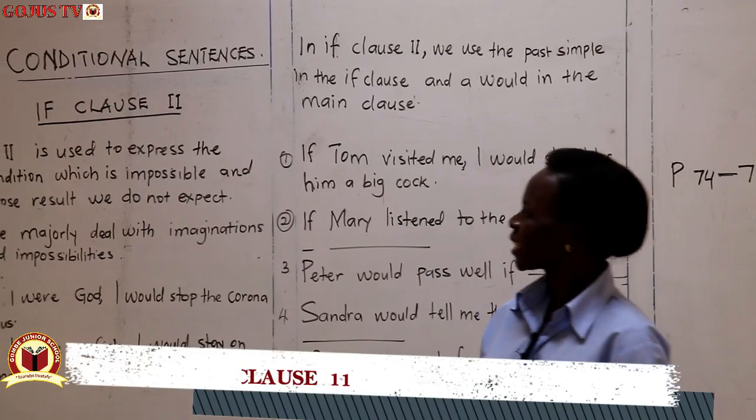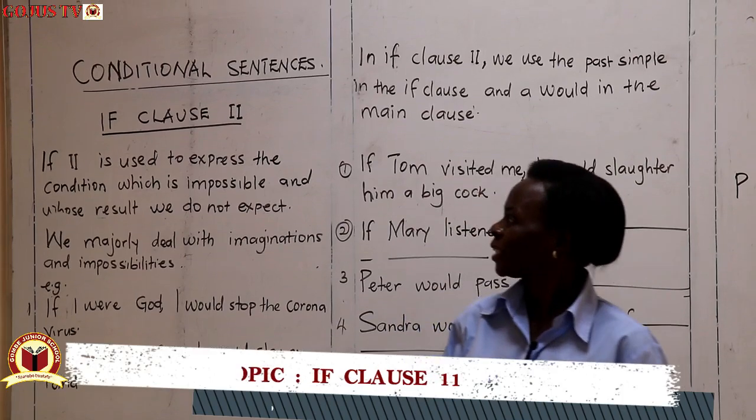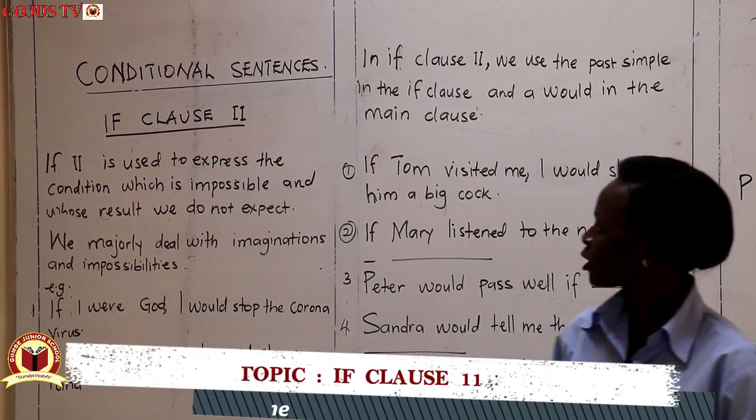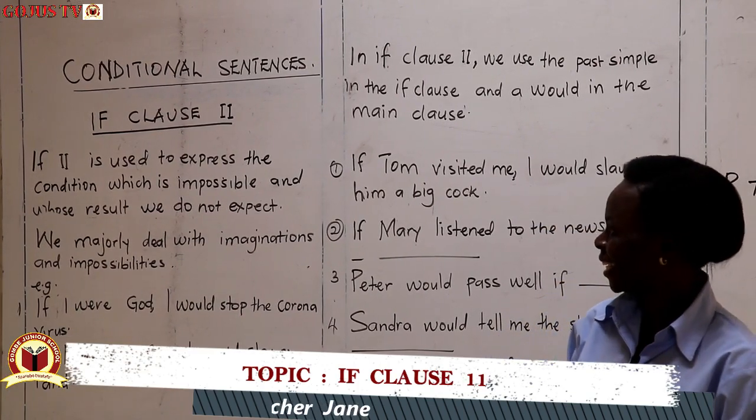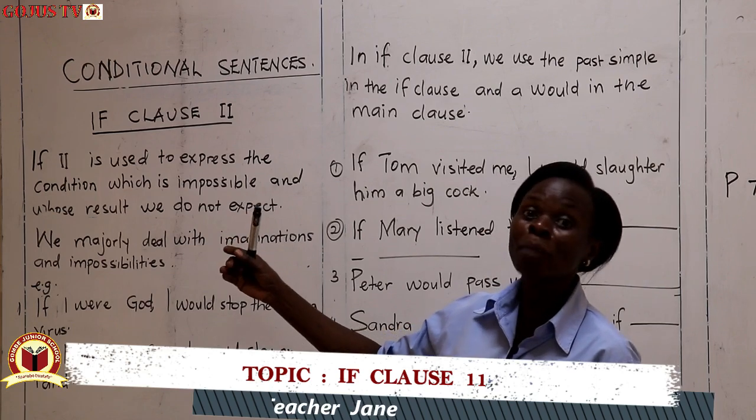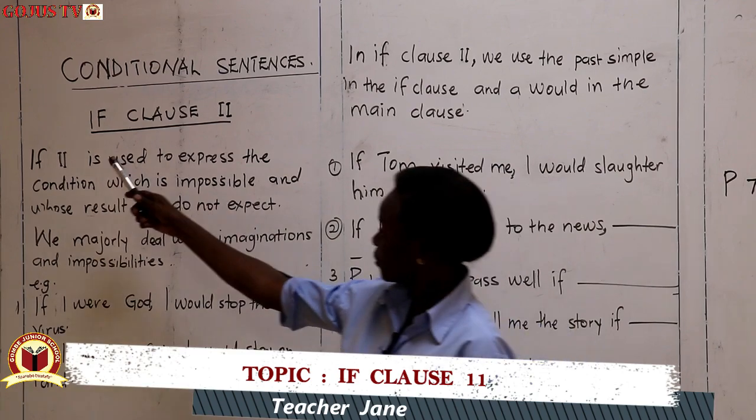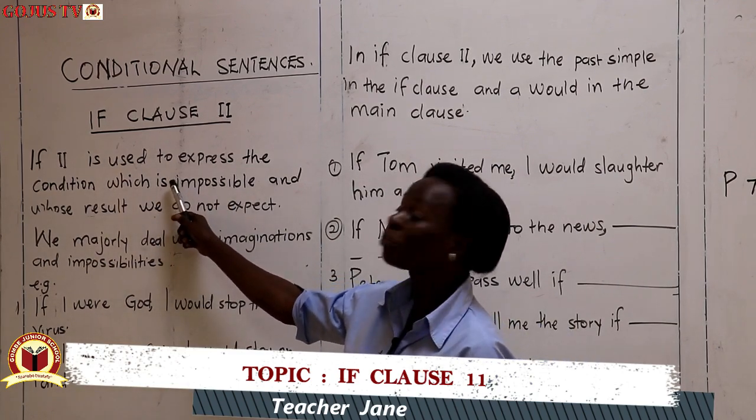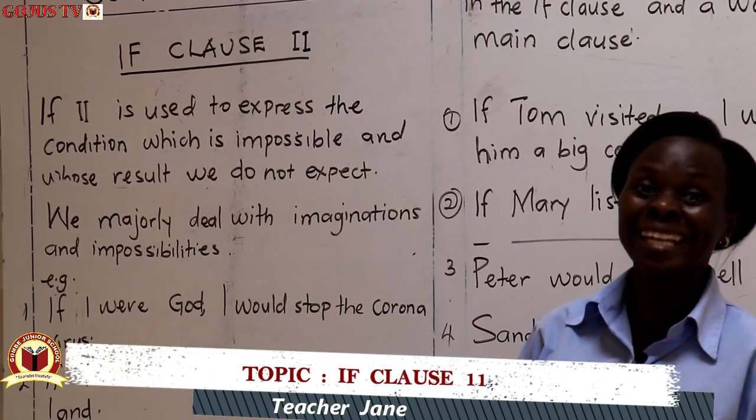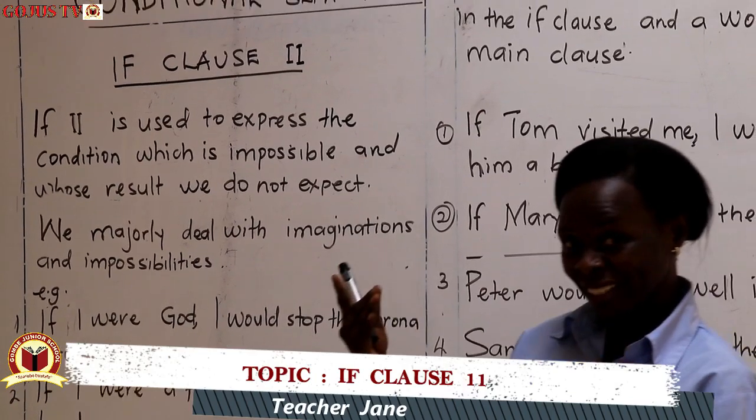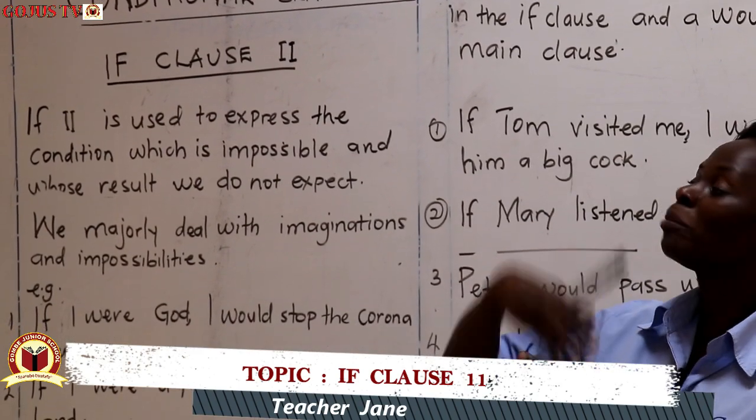We are now looking at the conditional sentence 2, or the if clause 2. When dealing with the if clause 2, or conditional sentences part 2, we only deal with imaginations and impossibilities. In if 2, we do not expect anything to come true. If 2 is used to express a condition which is impossible and whose results we do not expect. We simply imagine what would happen if a certain condition came true.